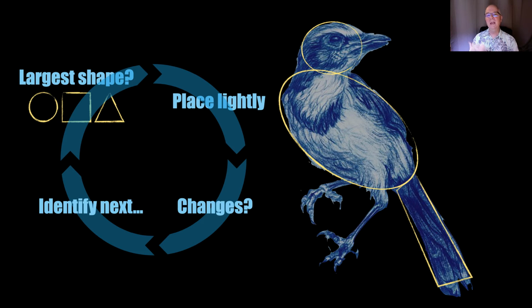So what's great about this approach is it works well for drawing birds, for people, for buildings, for objects, almost anything. And it involves this cycle of questions. Largest shape, draw it. Any changes, next largest shape, draw it. Any changes, over and over again.